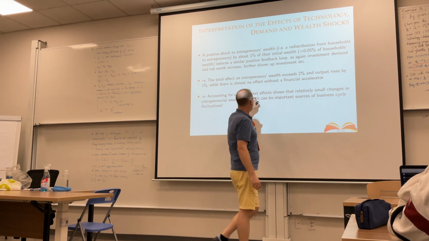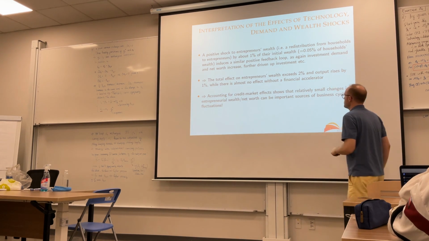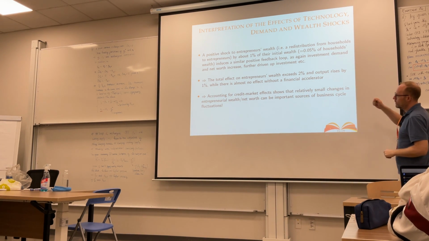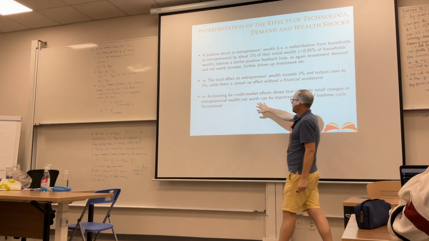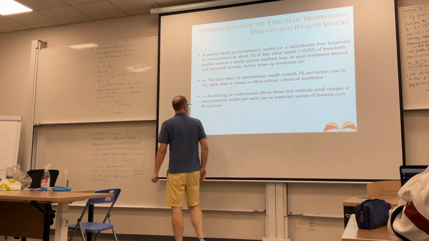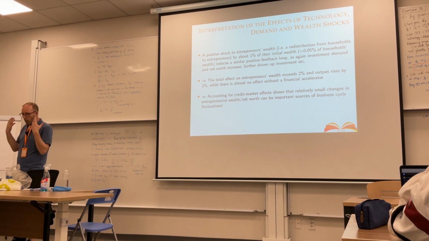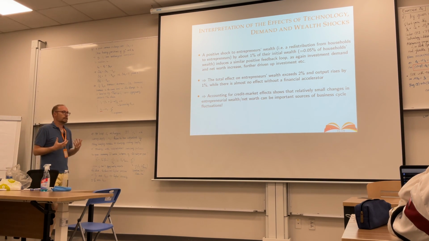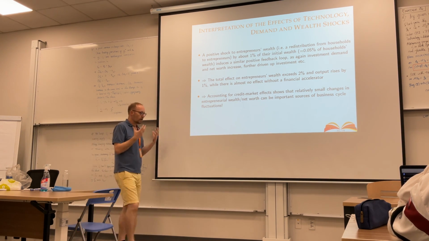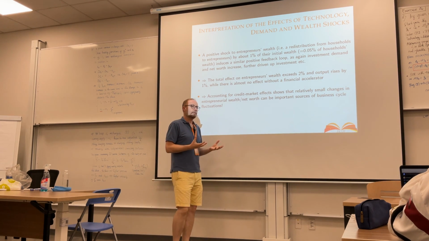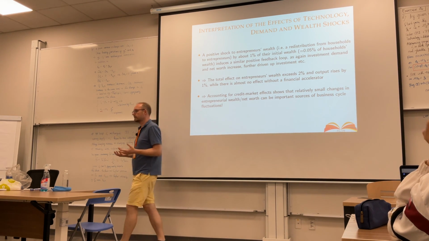Right, but the point that we have here is that if we have these credit market effects, then these large changes in entrepreneurial wealth and net worth can be important sources of business cycle fluctuations. Right? This is also a motivation for why, in financial crises, there's a lot of concern to stabilize the financial markets.